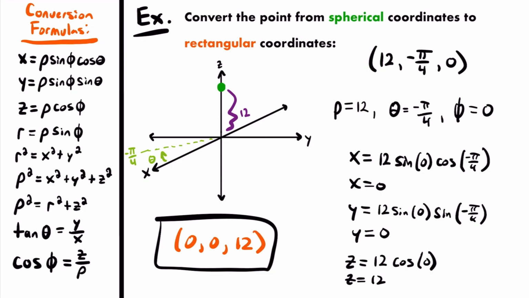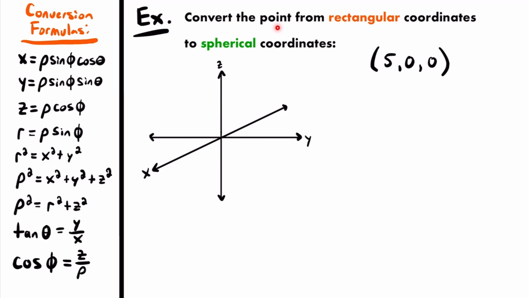Okay, so that's our last example of converting from spherical coordinates to rectangular. Now let's do the reverse. Let's convert from rectangular to spherical. For this example, we want to convert the point from rectangular coordinates to spherical coordinates, and our point is 5, 0, 0, so we can very easily plot that in the 3D coordinate system. The x-coordinate is 5, the y-coordinate is 0, and the z-coordinate is 0, so we're just going to be at the value of 5 along the x-axis. That is where our point is located.